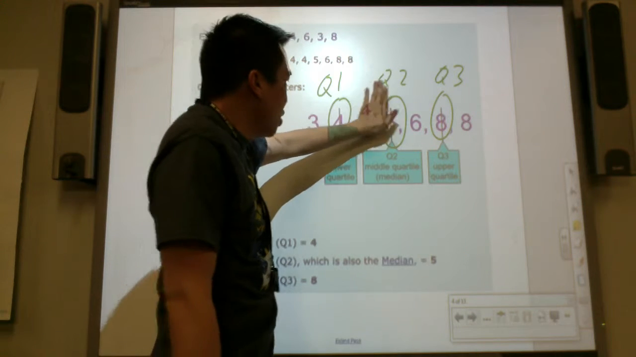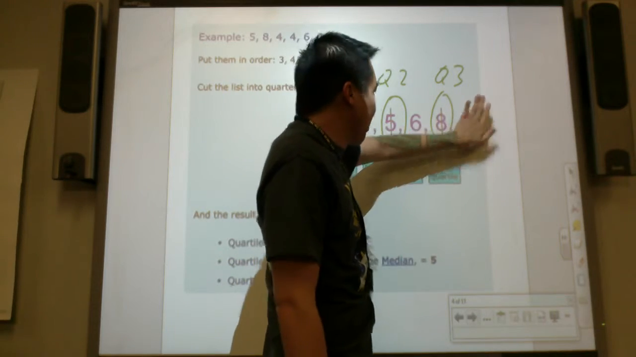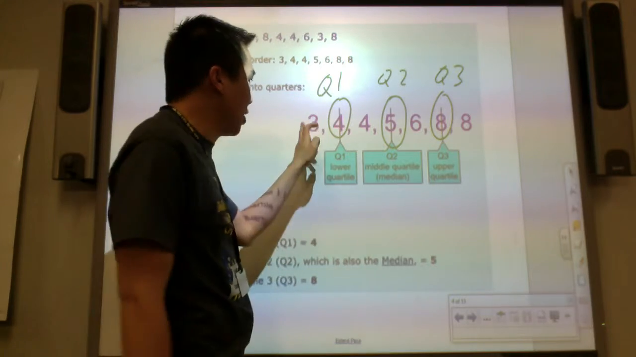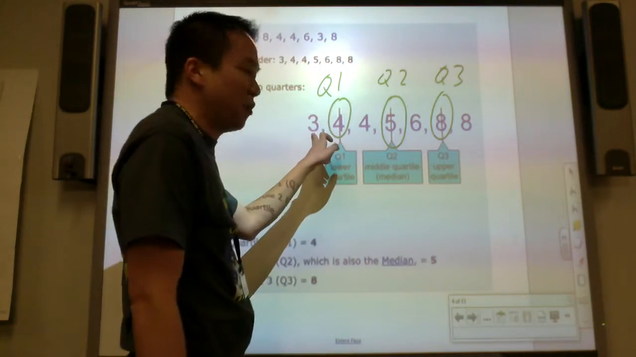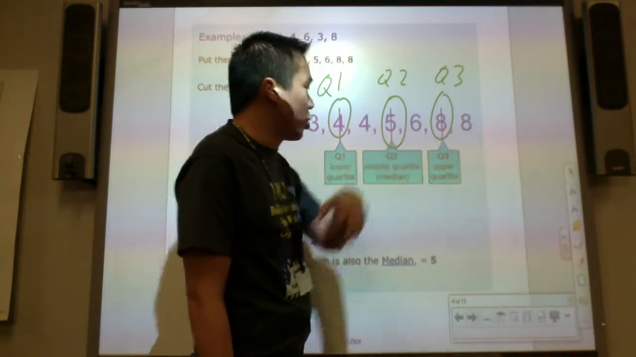25% of the data is right here, 25% is right here, and 25% is right here. So these are the cuts. Is it true? Let's see. As you can tell, there are 4 parts. This is 1/4 or 25%, 1/4, 25%, 1/4, 25%, 1/4, 25%.